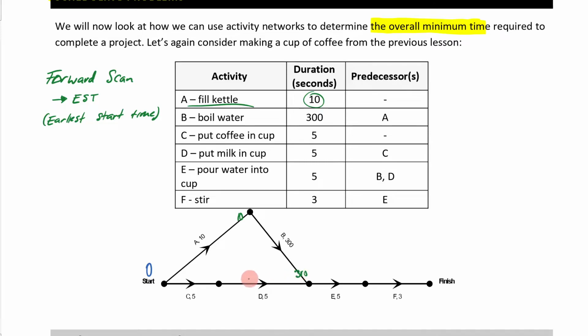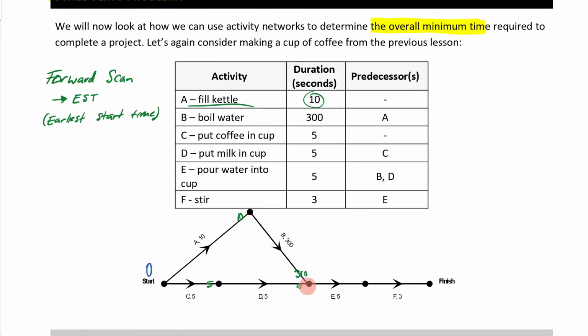Now, before we do anything, let's come back to the start because I haven't considered this pathway. This pathway is C, which is putting coffee in the cup. That's going to take 5 seconds. So my earliest start time for activity D is going to be 5 seconds, because it takes 5 seconds to do activity C, and I'm waiting on activity C to be done before I can start activity D. Now, 5 plus 5 is 10, meaning it takes 10 seconds for me to get to this point right here.